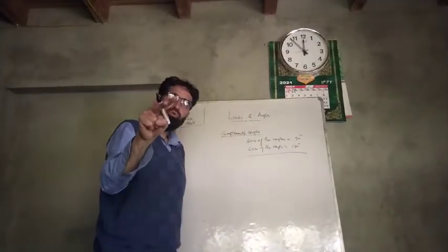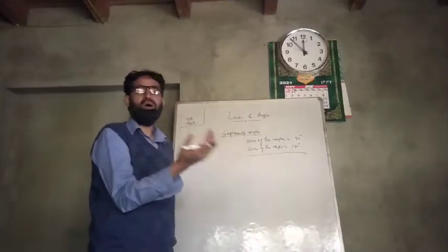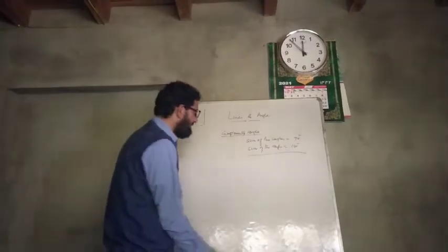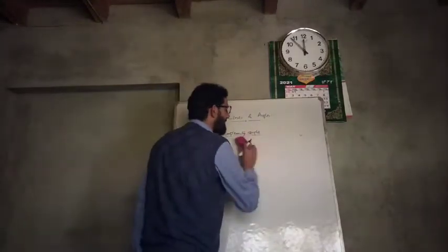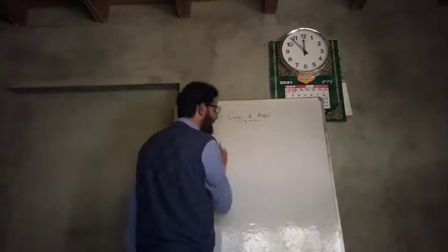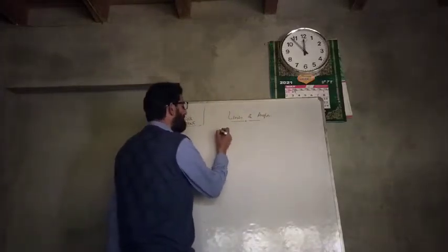Complementary angles are those two angles whose sum is 90 degrees, and supplementary angles are those two angles whose sum is equivalent to 180 degrees. So this is how it goes. Now a very important theorem: we have to prove that.